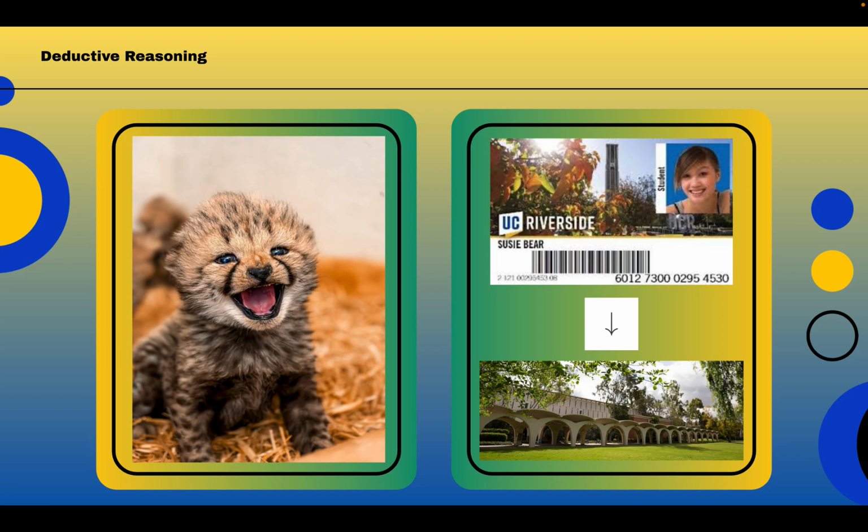Strengths of deductive reasoning could be that it leads to conclusions that are logically certain when the premises are correct. It's commonly used in math, science, and law to prove theories and solve problems. Limitations of deductive reasoning include that if the initial premise is incorrect, the entire argument falls apart. This is sometimes called the garbage in, garbage out problem.